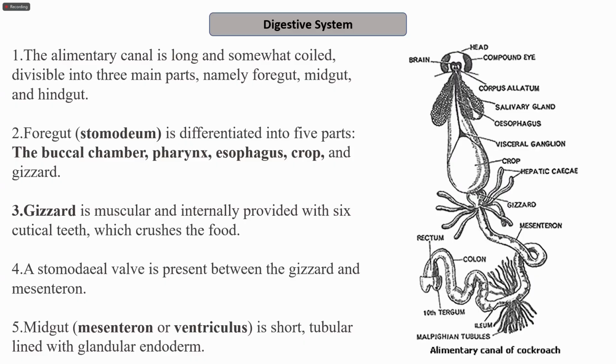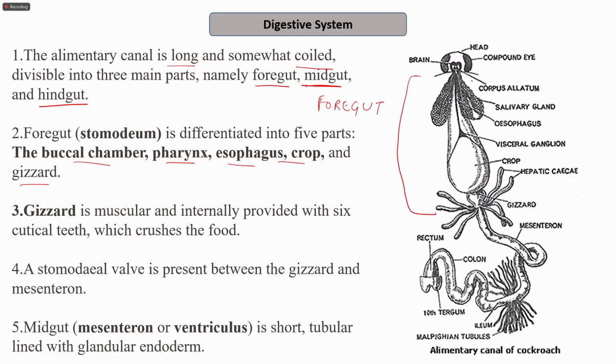Firstly, we will start with the digestive system. The alimentary canal, as we can see in the figure, is long and coiled, and is divided into three main parts: the foregut, the midgut, and the hindgut. The foregut, also known as the stomodeum, is further differentiated into five parts: the buccal chamber, pharynx, esophagus, crop, and gizzard.